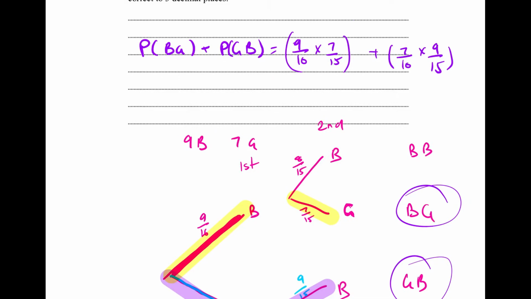Okay, and you should get 21 out of 80 plus 21 out of 80, which gives me 42 over 80, which is simplified, 21 out of 40, or 0.525.